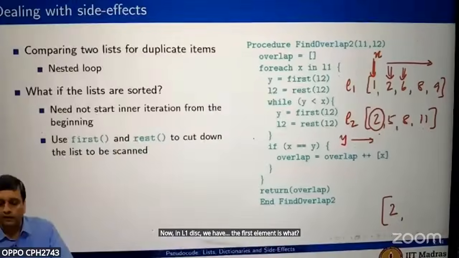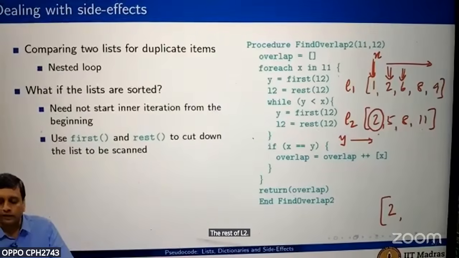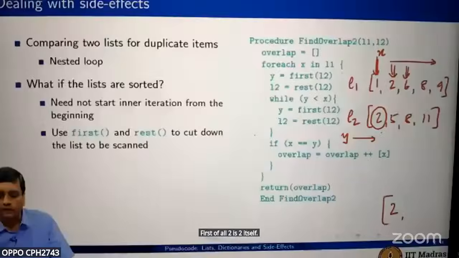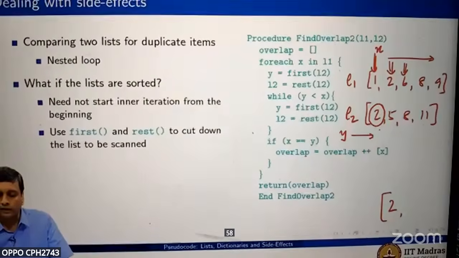Okay, so in line number 2, we have just initialized this. In line number 3, we are starting to iterate over the L1 list. Now in L1 list, we have the first element is what? 1, right? We pick that. And y is storing what? Y is first of L2. First of L2 is 2 itself, right? And then we are changing L2. L2 becomes rest of L2. What is the rest of L2? 5, 8, 11, right?